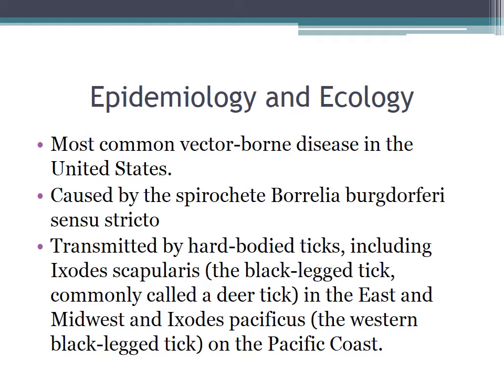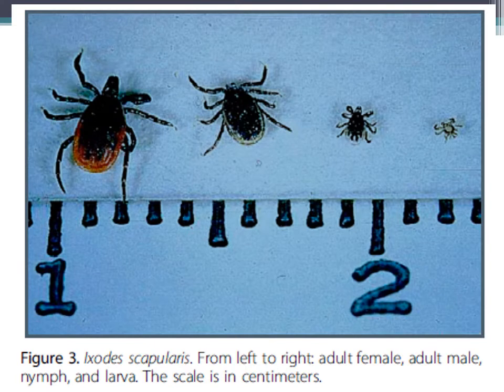It's the most common vector-borne disease in the United States, and it's caused by the spirochete Borrelia burgdorferi sensu stricto, and it's usually abbreviated to Borrelia burgdorferi. It's transmitted by hard-bodied ticks, including Ixodes scapularis, which is the black-legged tick, also commonly called a deer tick in the East and Midwest. And on the Pacific coast, the species is Ixodes pacificus, also known as the western black-legged tick.